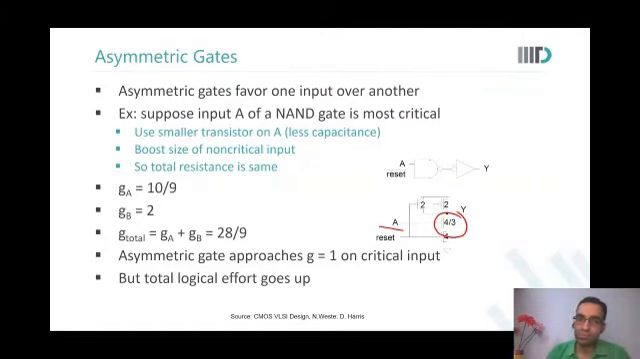Are you able to see this? So if you're making full custom paths, then you may want to design asymmetric gates also so that you reduce total delays. Are you with me? Any questions?